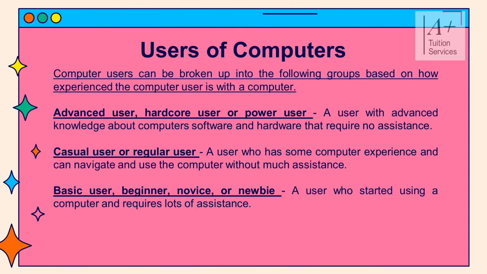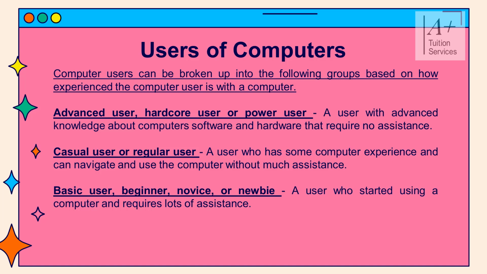When we talk about users of computers, we can use the general term users, but these users of computers can be broken up into the following groups based on the experience the computer user has with the computer. So how advanced you are in terms of the computer. The first category is advanced user, a hardcore user, or a power user. This is a user with advanced knowledge about computers, software, and hardware that requires no assistance.